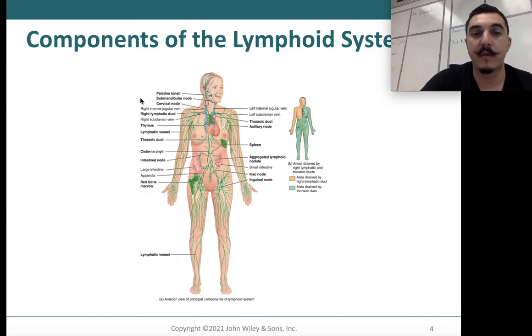We have different nodes, lymphatic vessels, and the thoracic duct, another passageway. What else do we have? Axillary node. Here's our aggregated lymphoid nodule. We have these little nodules as well. Our small intestine, iliac node, inguinal node, and we'll get into those a little bit. It's like when we saw a picture like that with the blood vessels. This is with the lymphoid system and all its lymph vessels and structures. The biggest ones, I believe, will be our spleen and our thymus.